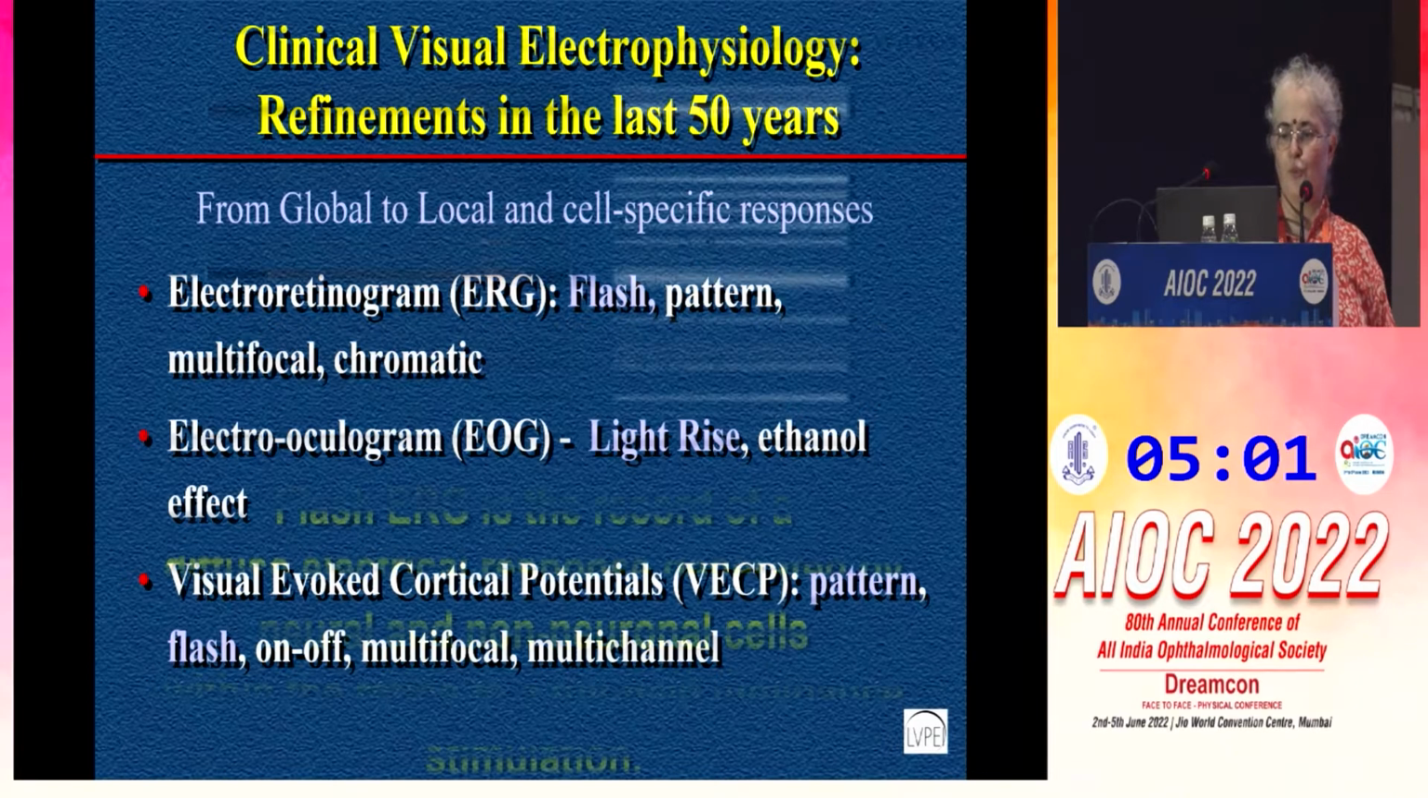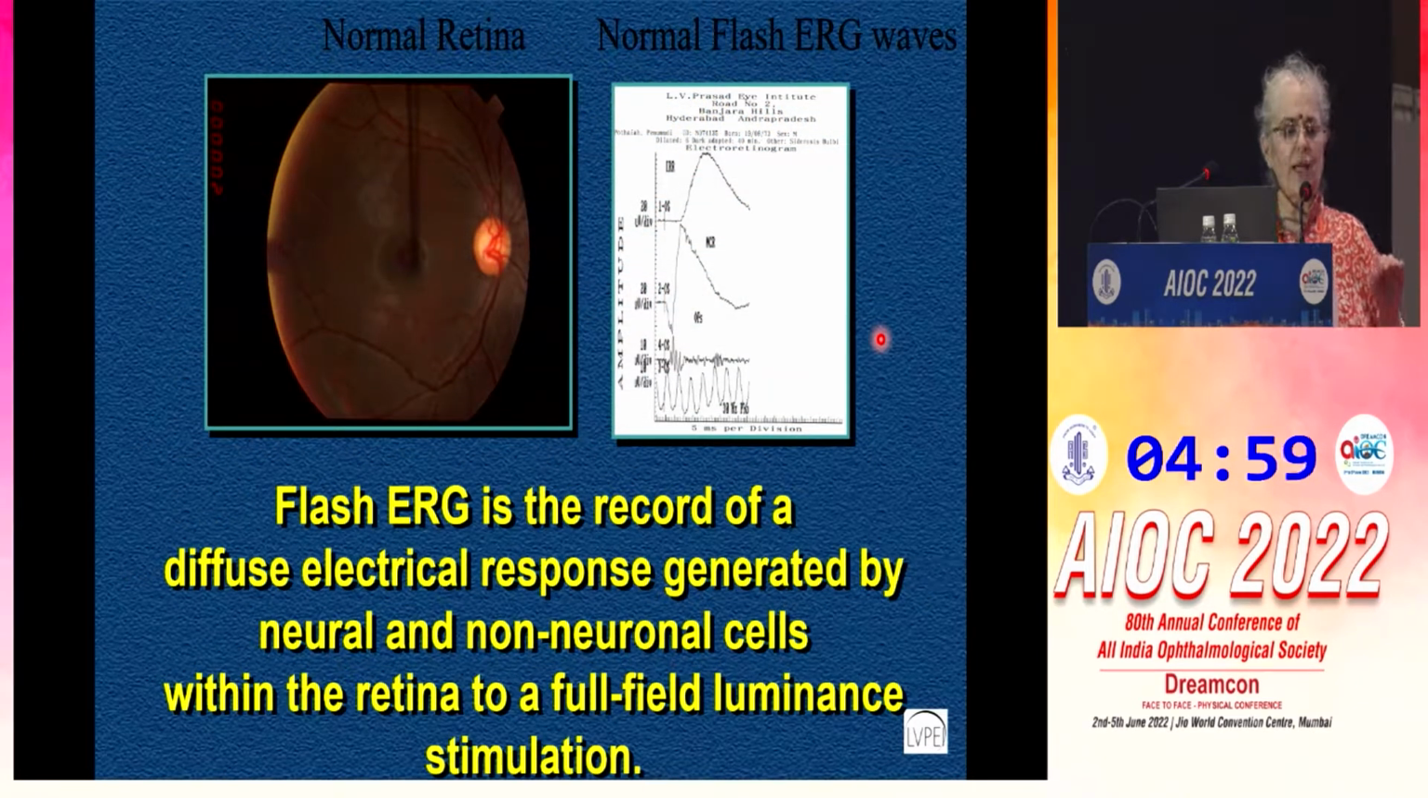And of course there are various methods to do. So now coming to the actual physiology, flash ERG, which is what we are talking about: when you put a light, there is a diffuse electrical response from all these neural cells and some of the non-neural cells like Muller cells, other cells within the retina, to full field illumination. So obviously we want the whole retina to be illuminated so that all the cells will start firing, and the firing will start from the photoreceptors.